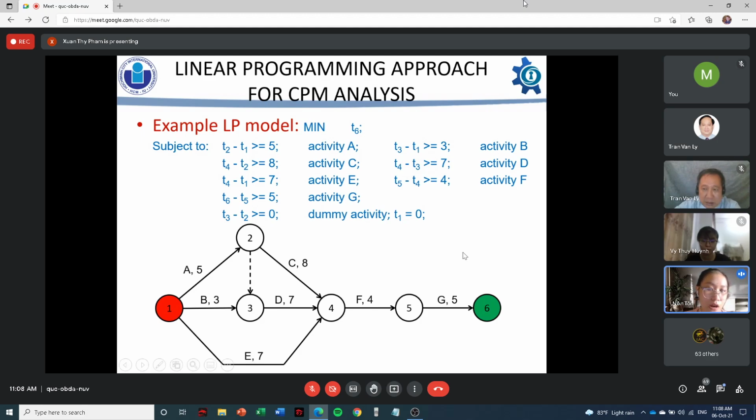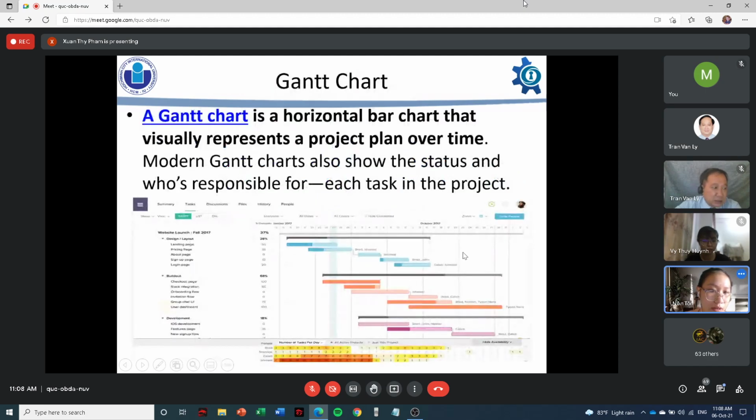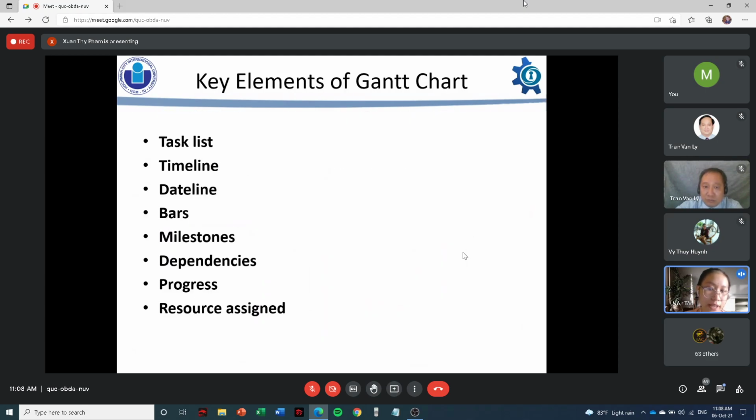And lastly, I will talk about the Gantt chart. A Gantt chart is a horizontal bar chart that visually represents a project plan over time. A modern Gantt chart also shows the status and who is responsible for each task in the project. The key elements of the Gantt chart are the task list, timeline, deadline, bars, milestones, dependencies, progress, and resources assigned. To know how to draw a Gantt chart, you can refer to the last chapter.